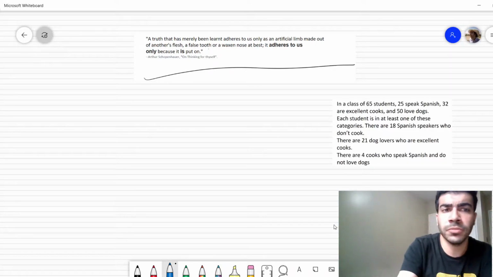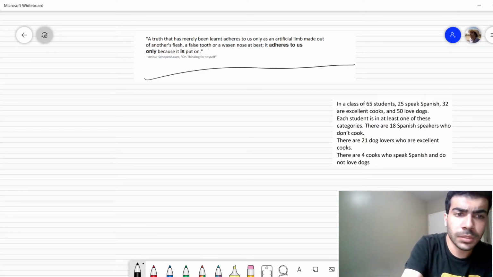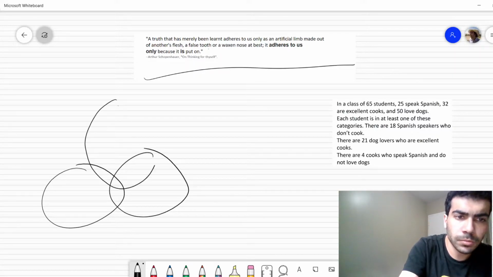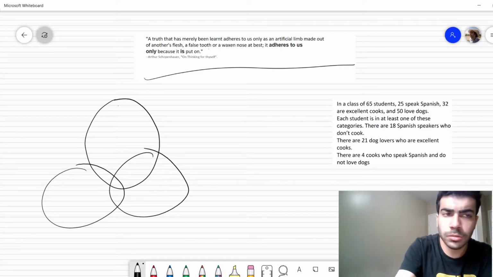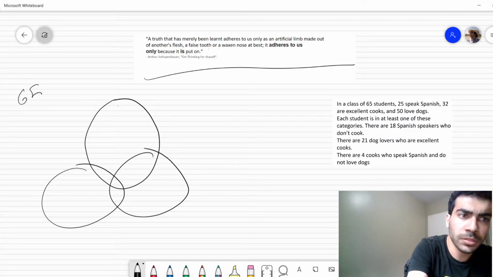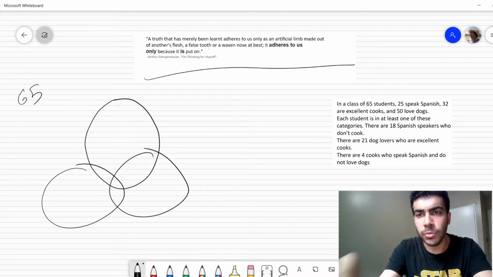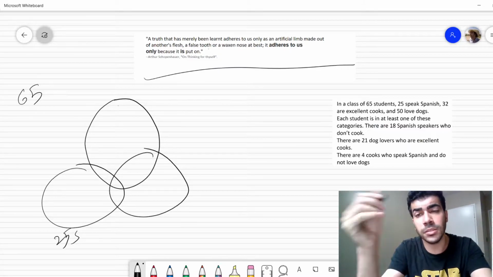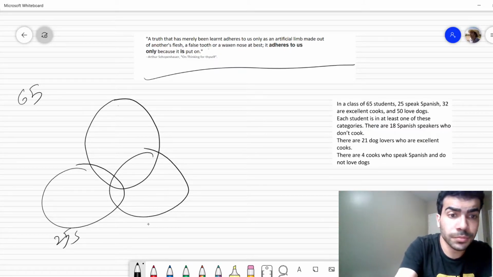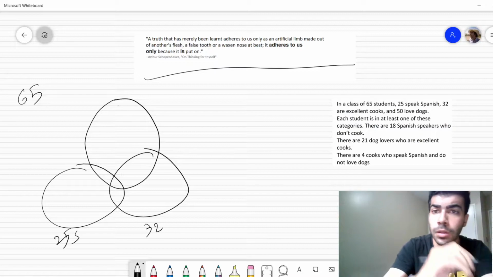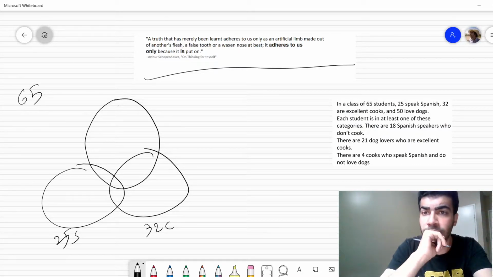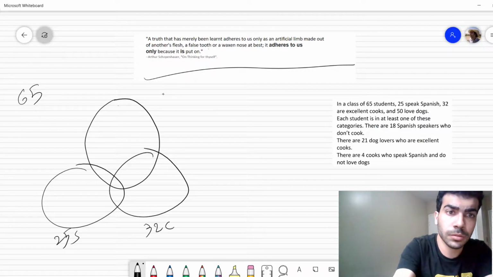So I just start by visualizing that. I have three circles. I know that all of them together are 65. 25 speak Spanish, so I know that 25 speak Spanish. 32 are excellent cooks. And 50 love dogs.